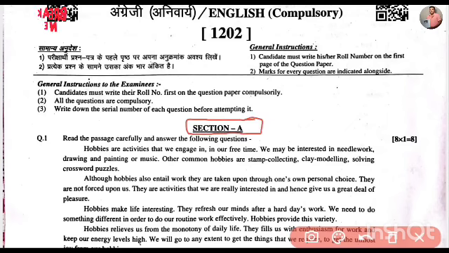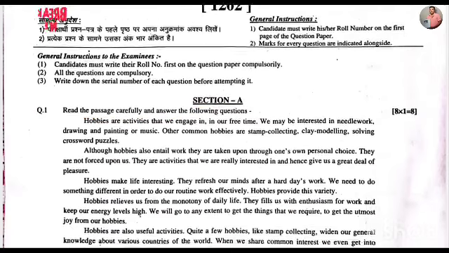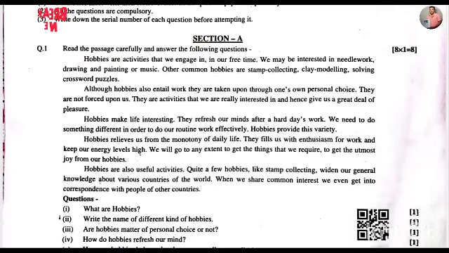First, you're given Section A. Within Section A, question number 1 is, read the passage carefully and answer the following question. This passage question is worth 8 marks. You can easily score a total of 8 marks from this passage. So, you have to read the complete passage carefully first.